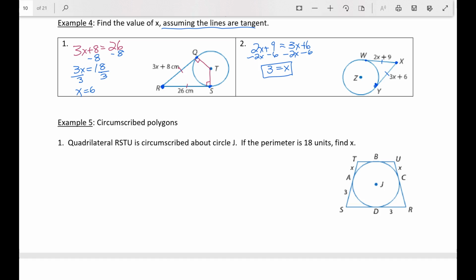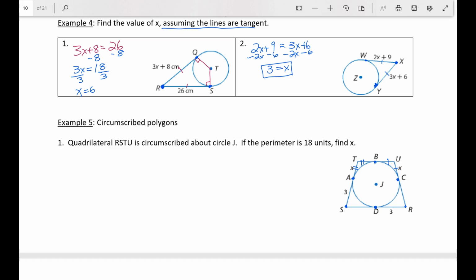All right, so we've got a tangent TB, and we've got a tangent TA, we've got a tangent UC, and we've got a tangent UB, we've got a tangent SA, and we've got a tangent SD, we've got a tangent RC, and we've got a tangent RD. And so we've got all these many tangents here. Basically what that means is that this line segment is congruent to this line segment, this line segment is congruent to this line segment. In this particular case, those line segments happen to be congruent.